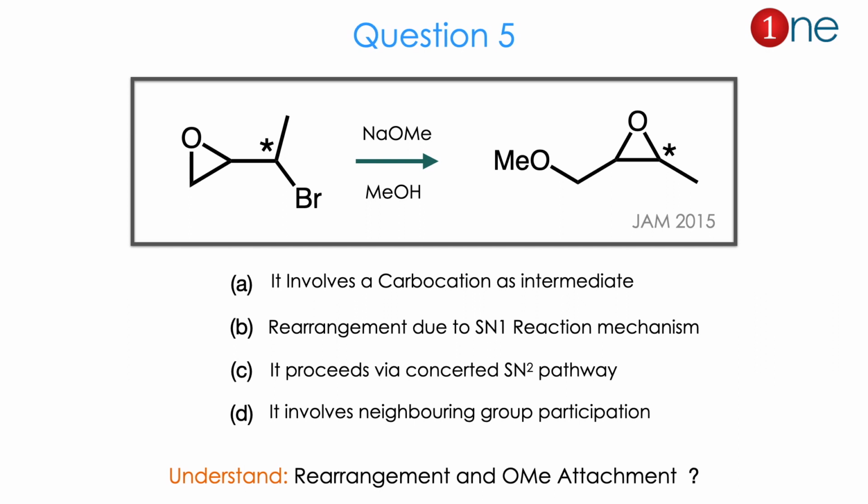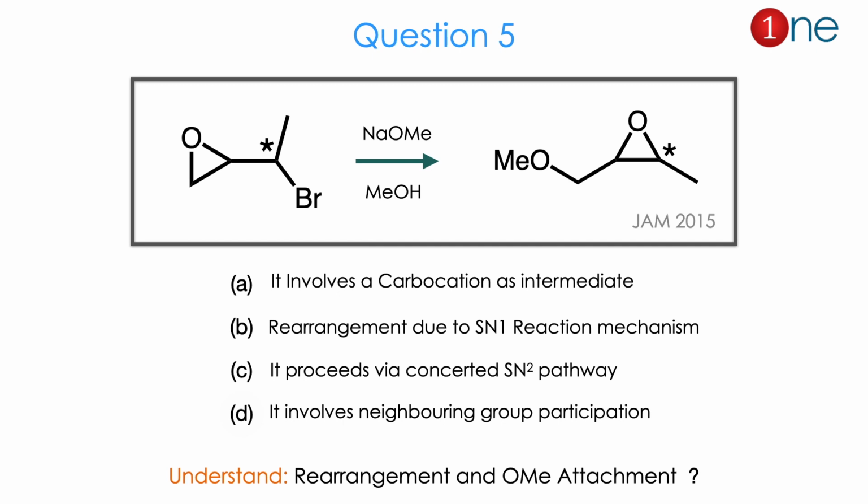Then question number 5. The starting material is an epoxide which is labeled with an isotope, and you have bromine there. You are using sodium methoxide and methanol. They give the epoxide product, which is a rearranged one. The epoxide is formed near the labeled carbon.